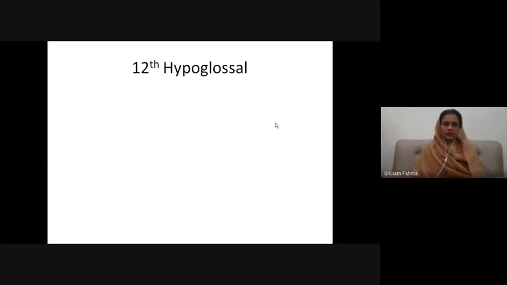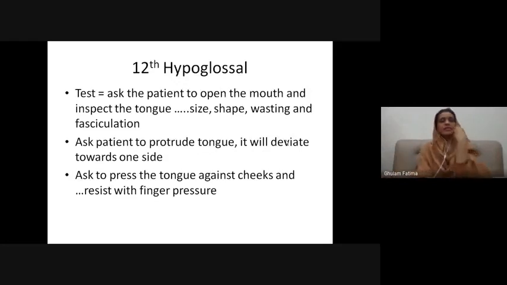So coming towards the last part of this, we are going to discuss the testing procedures for the hypoglossal. As you know that this supplies your tongue, so you will simply ask the patient to protrude the tongue out, and you will look at the shape of the tongue, its size. You will look for the wasting, and you will look for any flicker of movements if they are happening at that time in the tongue. So this is the way you will inspect your tongue.